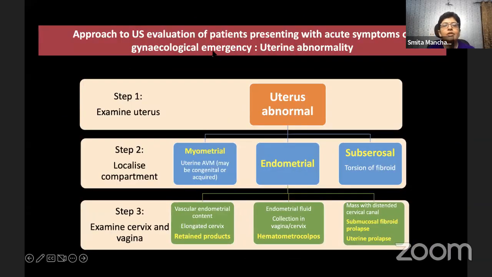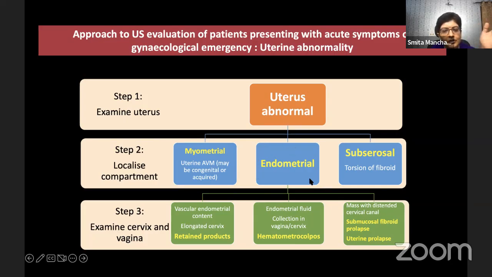So what is the approach that we should follow? Whenever the patient presents with either acute pelvic pain or bleeding, in our mind we try to identify whether the cause is uterine. If we have excluded the gastrointestinal and the urological causes, we would think that either there is some abnormality associated with the uterus or with the adnexa. So let's see in terms of uterine abnormality.